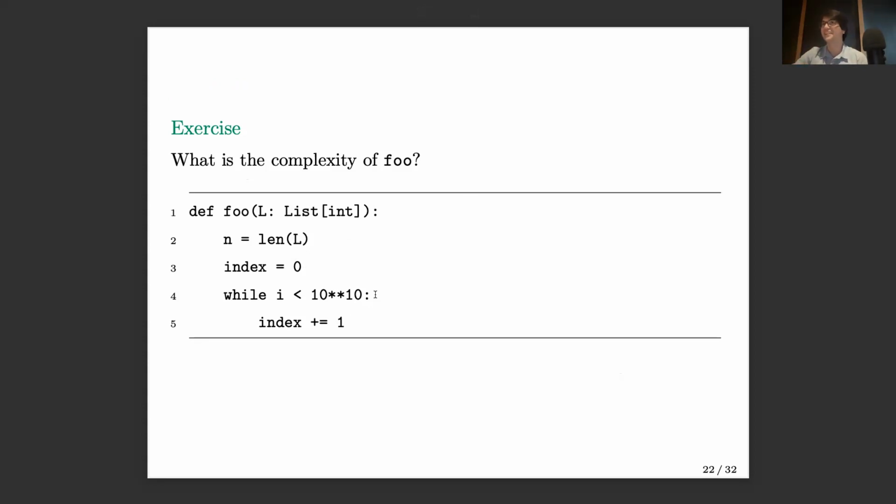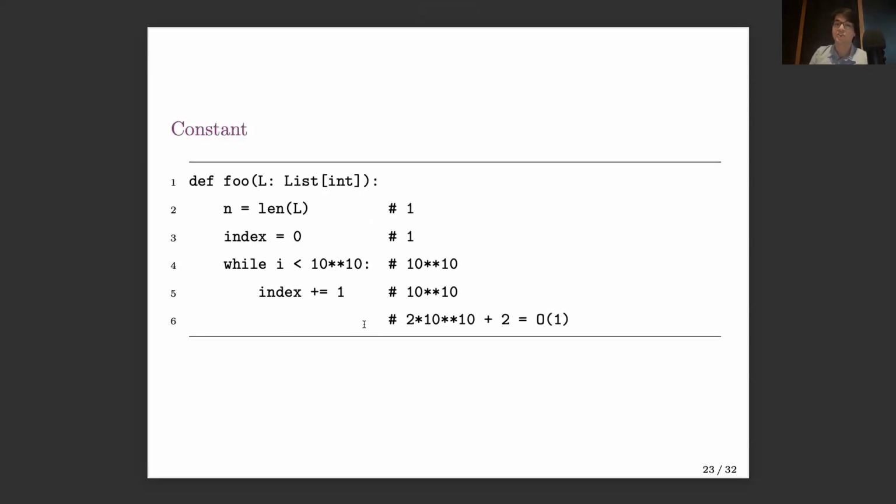Wrong. How can we do n comparisons? n isn't included in the while loop. It's 10 to the 10. And so how many assignments do we do here? 10 to the 10. So if I add them all up, how many assignments, how many things am I doing? I'm doing 2 times 10 to the 10 plus 2, which is O of 1.